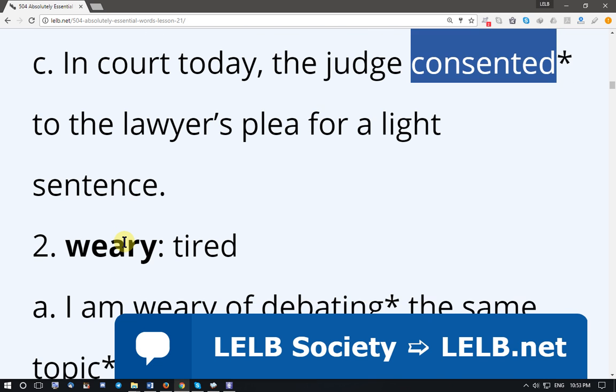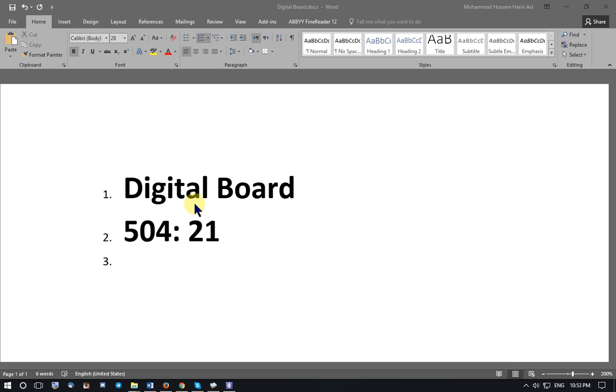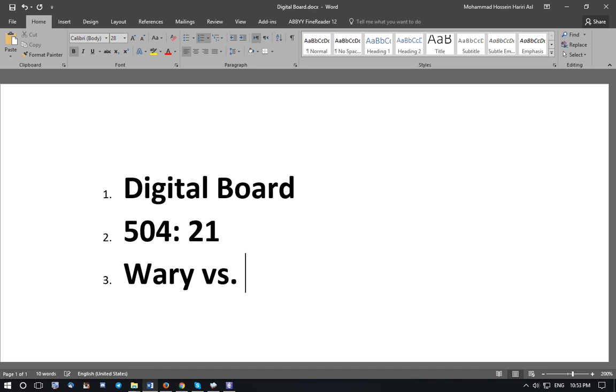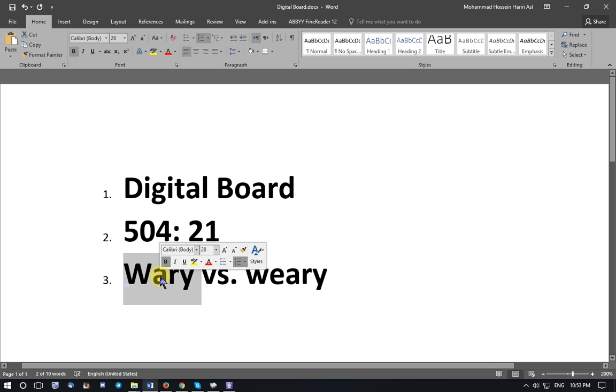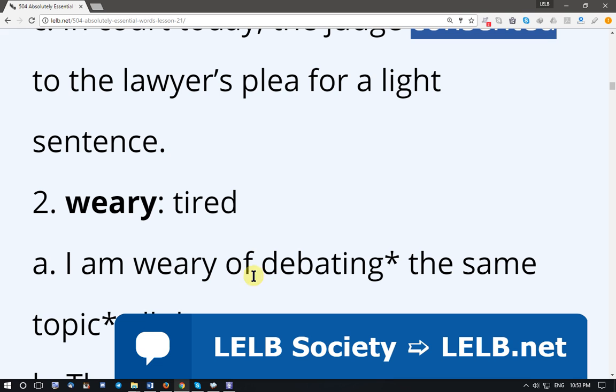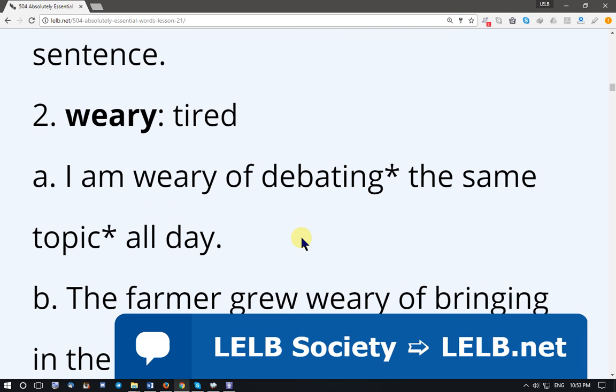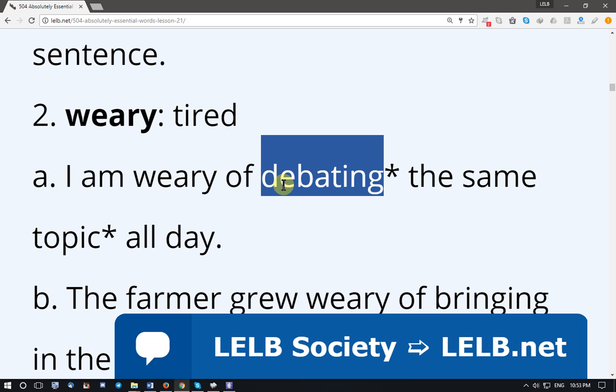Number 2, weary means tired. Do not mistake it for wary. This is weary and this is wary. The first word means cautious, careful, and the second one means tired, particularly exhausted, physically tired. I'm weary of debating the same topic all day, arguing it.